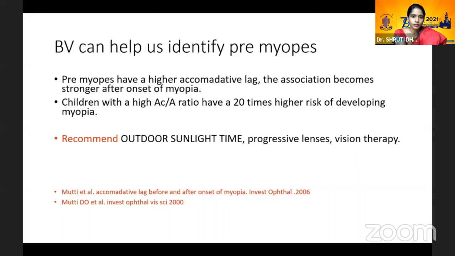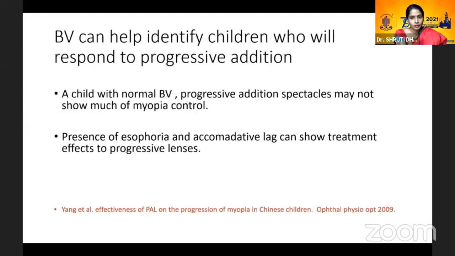Children with a high AC/A ratio have a 20 times higher risk of developing myopia. In these children, there's a recommendation for outdoor sunlight time of 10 to 14 hours per week, progressive lenses, as well as vision therapy, and this may prevent them from becoming myopes. Second, binocular vision can help identify children who will respond to progressive addition. In a child with normal binocular vision, progressive addition spectacles may not show much myopia control, but in the presence of esophoria and accommodative lag, they can show treatment effects.